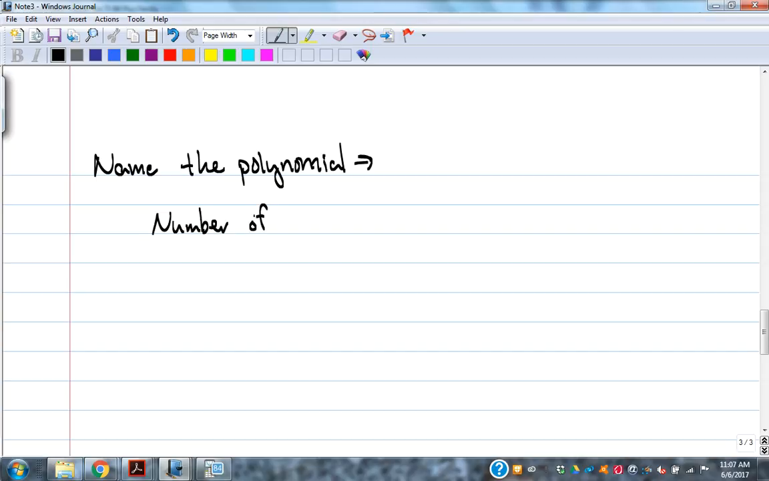The number of terms is how you're going to name a polynomial. Or, I guess naming it is not the right way of saying it. That's what it's always been called, but it's describing the polynomial by the number of terms that it has. If it has one term, the prefix for one in English is mono, so we call it a monomial.